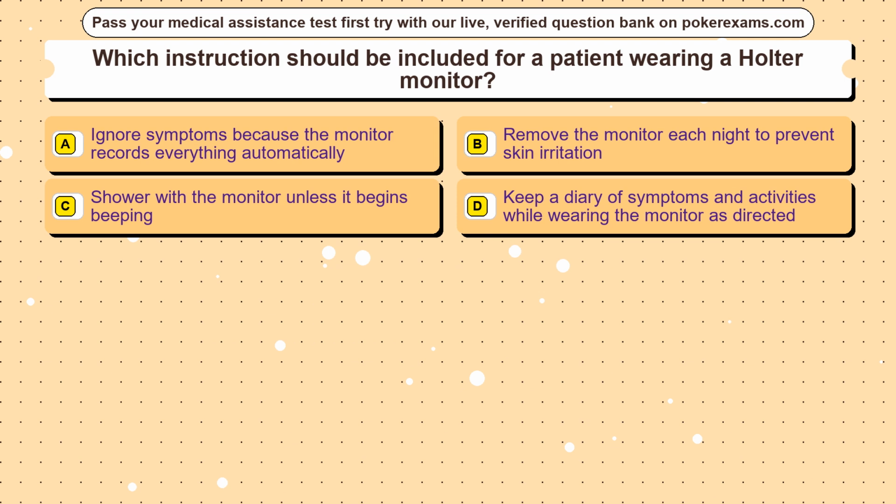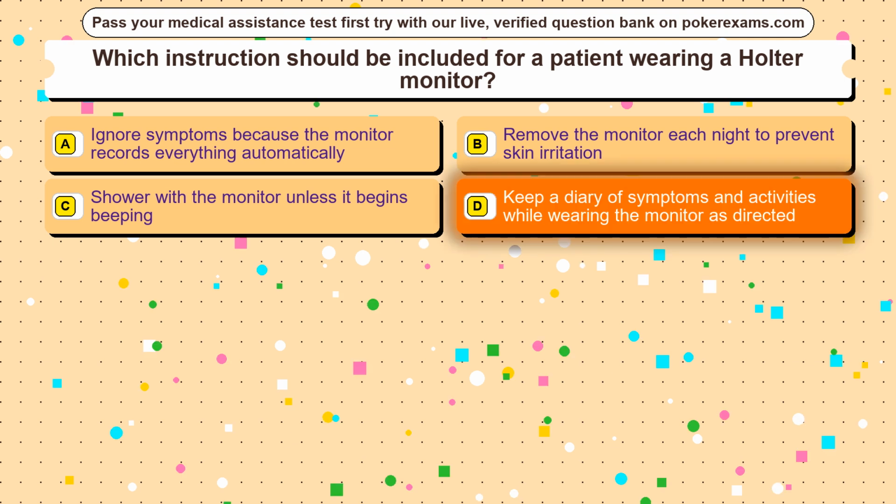Question 9. Which instruction should be included for a patient wearing a Holter monitor? Option A. Ignore symptoms because the monitor records everything automatically. Option B. Remove the monitor each night to prevent skin irritation. Option C. Shower with the monitor unless it begins beeping. Option D. Keep a diary of symptoms and activities while wearing the monitor as directed. The correct answer is option D.